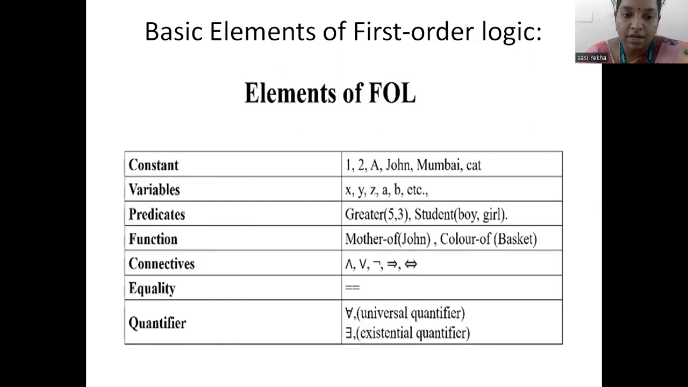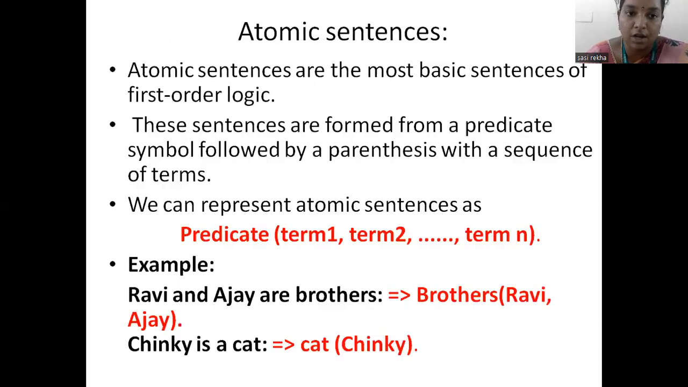And most importantly, we use quantifiers. The universal quantifier can be used for representing statements like for all, for everyone, and for that we use the universal quantifier symbol. And if we are referring to some people or a few things, we go for the existential quantifier. These are the important elements we have to study for representing any natural language statement in FOL.